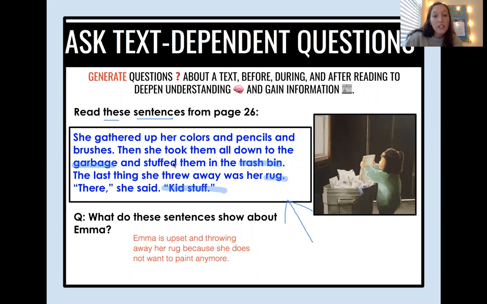So just based on this page, we know that she is throwing away her rug because she doesn't want to paint anymore because her mom washed it and it's not dirty anymore. It's hard for her to still find inspiration. And we were able to figure that out using our thinking steps.